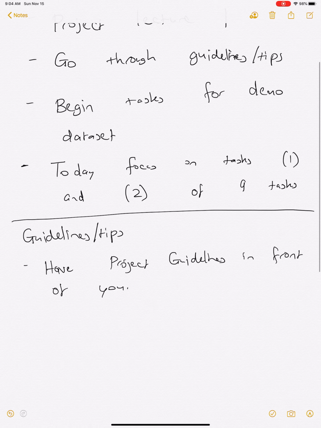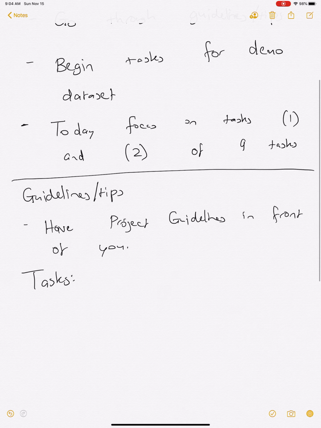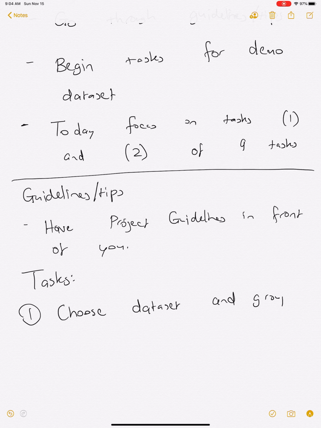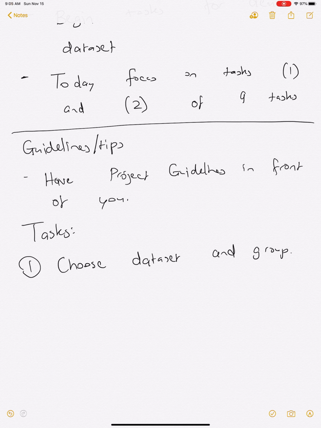As I mentioned, have the project guidelines and tips in front of you. I'll go through them, but I won't just repeat everything that's there. I'll highlight the main points. If we look at the tasks first, the first one is to choose a data set and a group. As I mentioned, you can work individually if you want, or in groups of up to 4. That's entirely up to you.